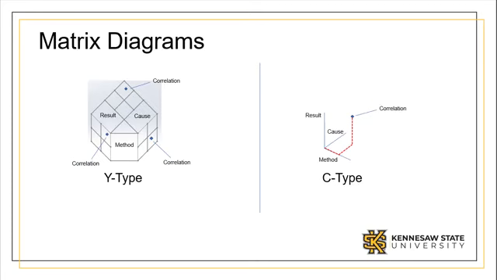Here are visual representations of the rest of these types. For the Y type, there are 3 spaces for a correlation. For the C type, there is only 1 space, but note that this is a 3-dimensional space.